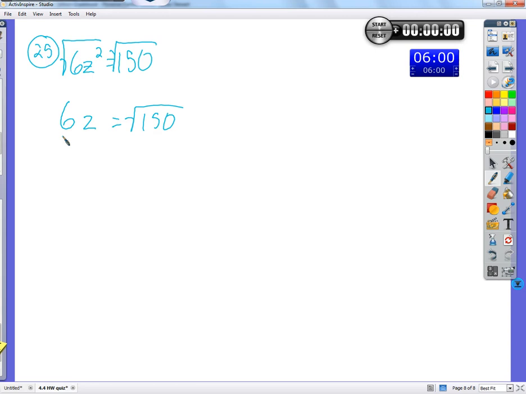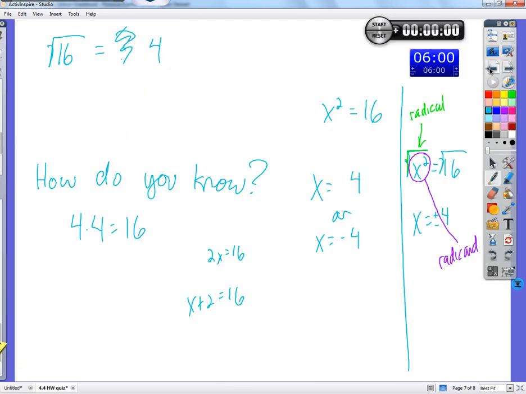The truth of it is, what we have here, if we were to really take the square root, would be the square root of 6 times z. That would be the square root of 6z. Because how do we know something is the square root? How do we know that x is the square root of x squared? How do we know 4 is the square root of 16? Multiply by itself.